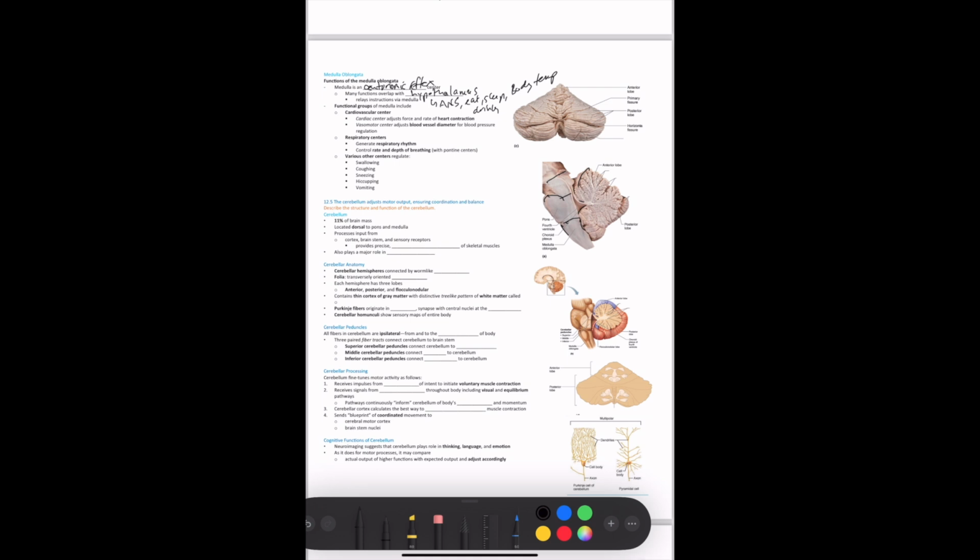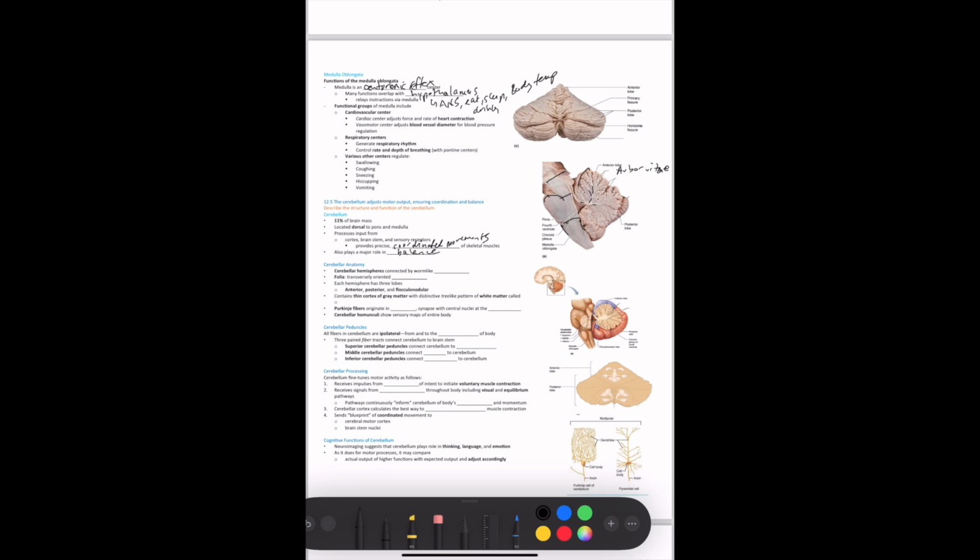Looking at some of the anatomical features of it, this white matter that forms this tree-like structure is what's known as the arbor vitae, or the tree of life. And then you can see all of the gray matter that's surrounding the tree of life there. So the cerebellum processes input from the cortex, brainstem, and sensory receptors, and it's going to provide precise, coordinated movements of skeletal muscle. And it's also going to play a major role in balance.